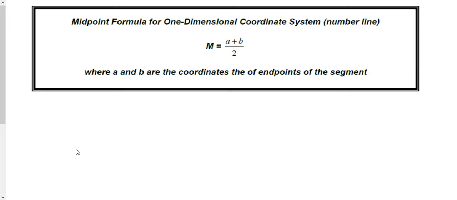Take a look at our first formula here. In 1 dimension on the number line, the midpoint looks like this. M, the midpoint, will equal what we're going to add up, those two coordinates for the endpoints, and divide by 2.